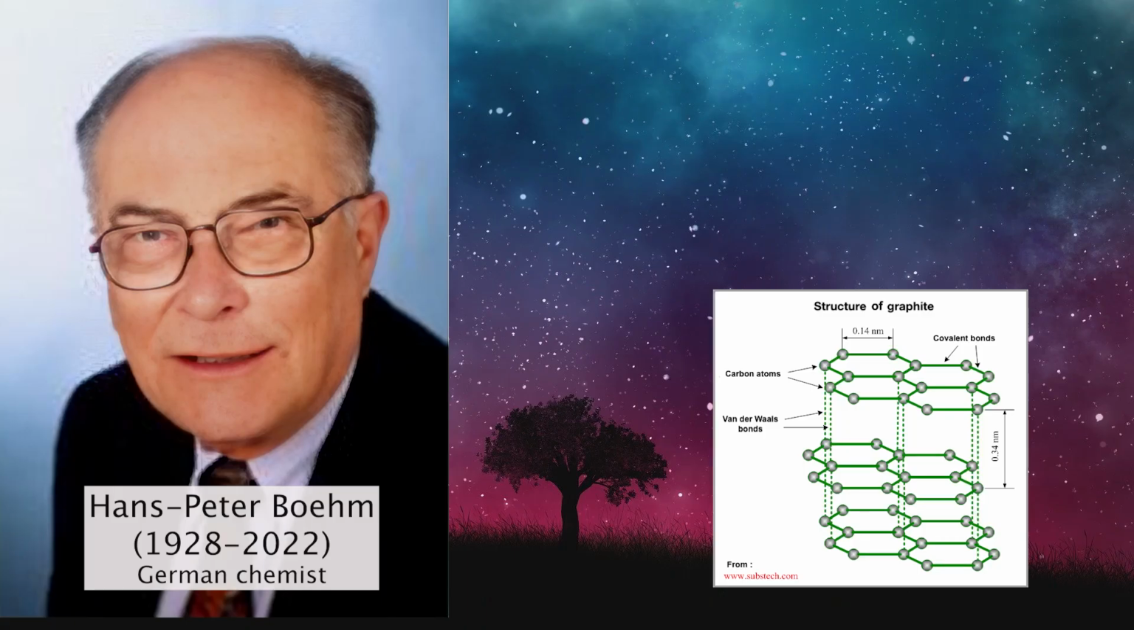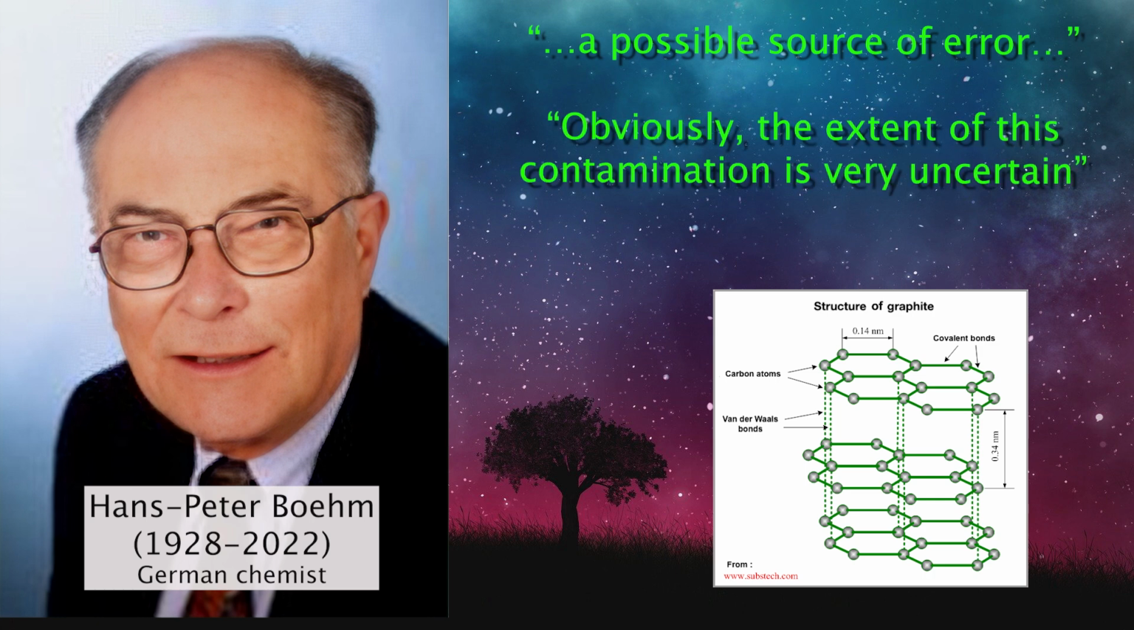Boehm acknowledges this as a possible source of error in his work published in 1961, in which he observed and isolated stacks of graphene sheets. Although he minimizes this possible contamination by carbon, which in the case of graphene could distort the observation, he acknowledges that obviously the extent of this contamination is very uncertain.